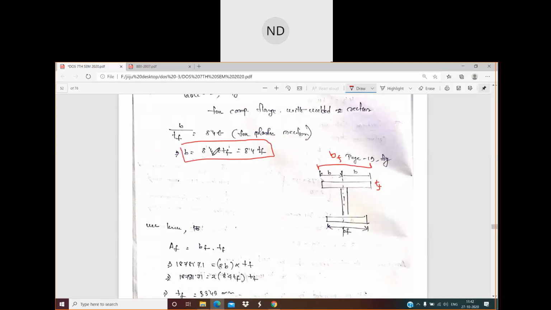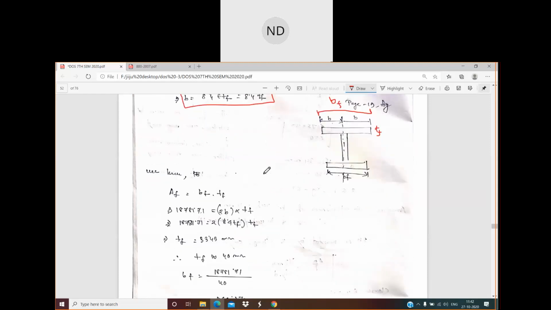So now what is your B? B, we know from here, was 8.4 epsilon into TF. From here we can easily find our TF. TF we have got to be 33.43 mm, but we can consider it to be 40 mm. So now we have got our thickness of the flange to be 40 mm.